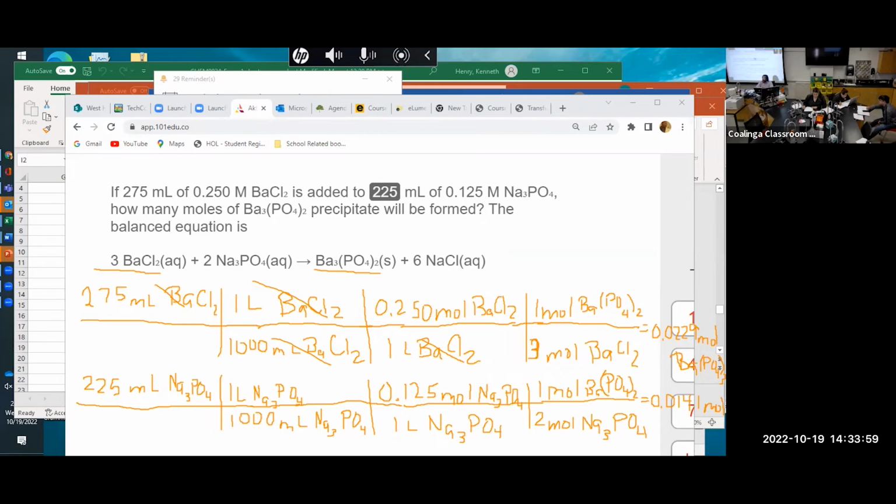Okay, so which one has a lower value? No, which one has the lower value? Because they're both barium phosphate. So that one is 0.0229, and the second one is 0.0141. And then the bottom one, it's barium phosphate. They're both barium phosphate.